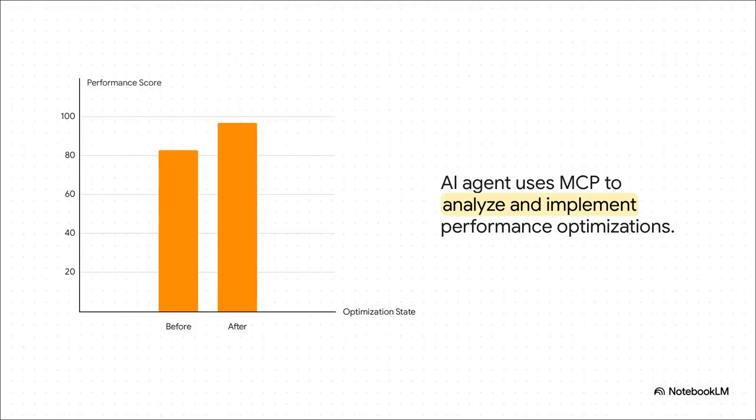And hey, this isn't just theory. This chart shows a real-world example where a developer told their AI agent to speed up a slow site. Using MCP, the agent ran a performance trace, analyzed the results, suggested fixes, and boosted the site's performance score from a kind of sluggish 83 all the way up to a really speedy 97.